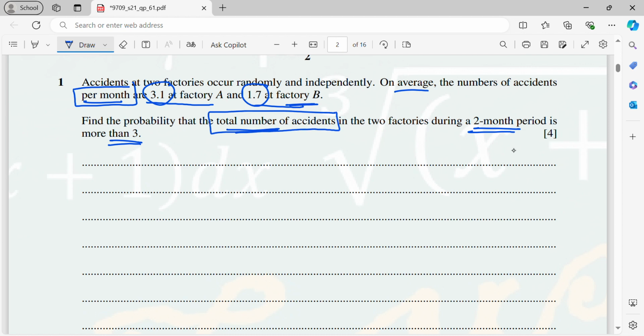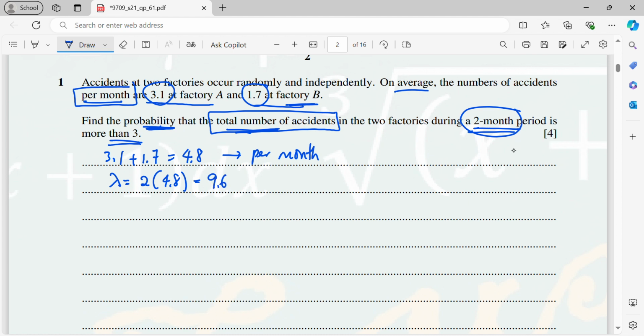Now we are interested in the total number of accidents, so I will find the total number of accidents per month first. That means 3.1 plus 1.7, which is 4.8. This is per month. But then you are requested to calculate the probability of the total accidents during a 2-month period. That means I will write my lambda is basically 2 times 4.8, because this 4.8 is per month. So this is going to be 9.6.